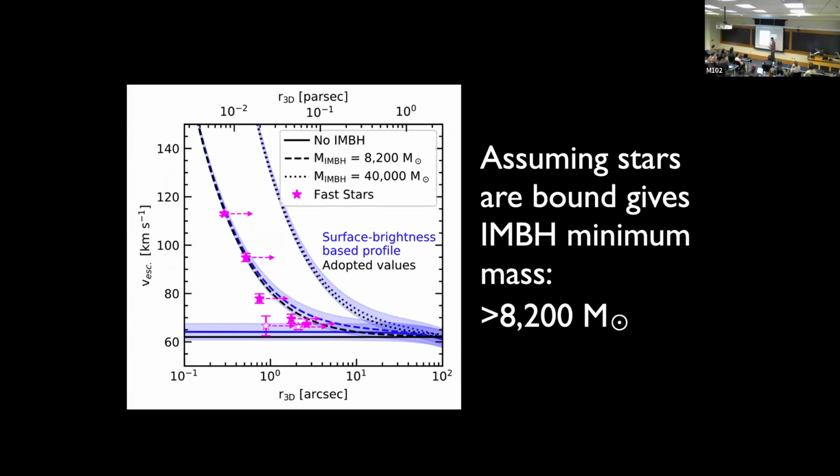So, of course, the position of the black hole is not known. So we've chosen the position that minimizes the black hole mass. And when we do that, we get a minimum mass of about 8,200 solar masses. So this is firmly in the IMBH range. We get an upper limit of about 50,000 solar masses based on the lack of lots more fast stars. So we can compare to simulations and get an upper limit on the black hole mass of around 50,000 solar masses.